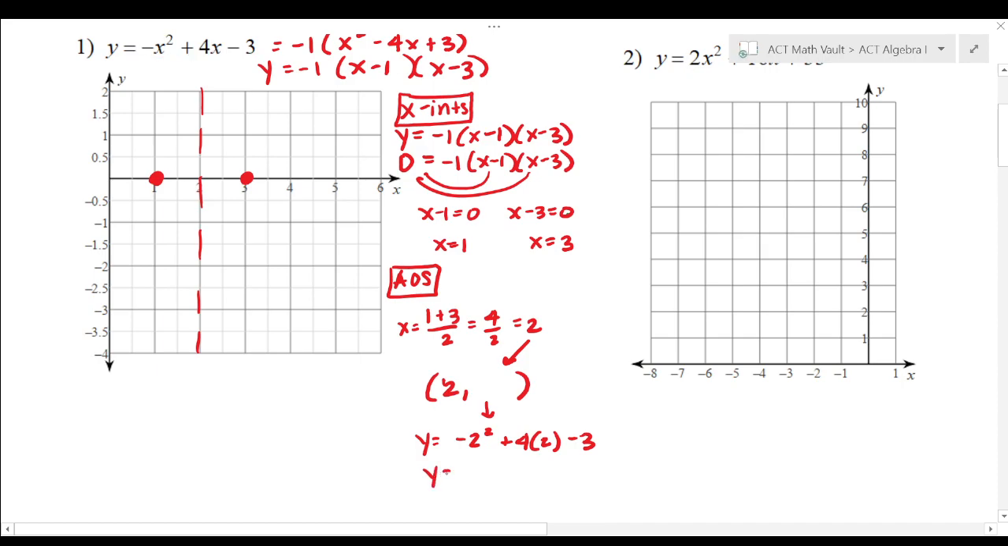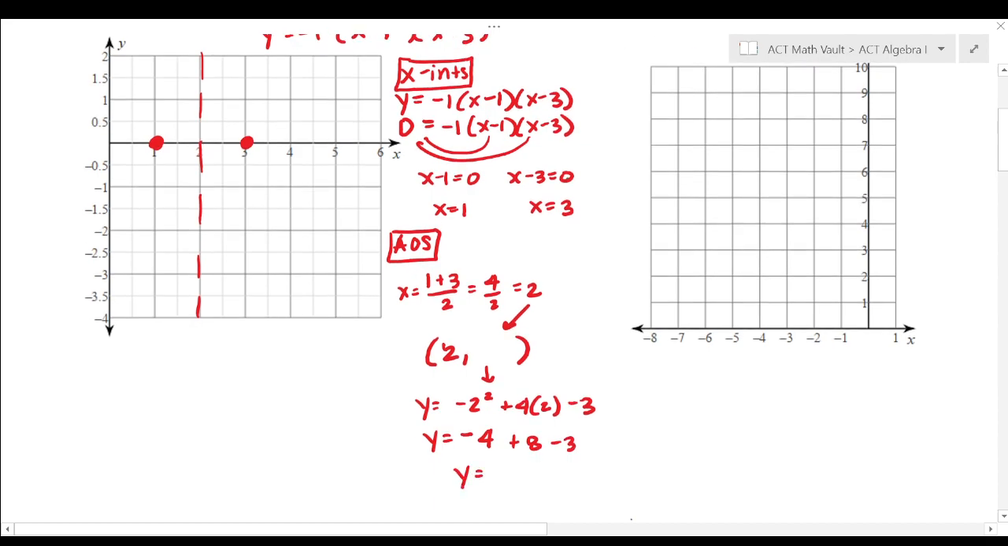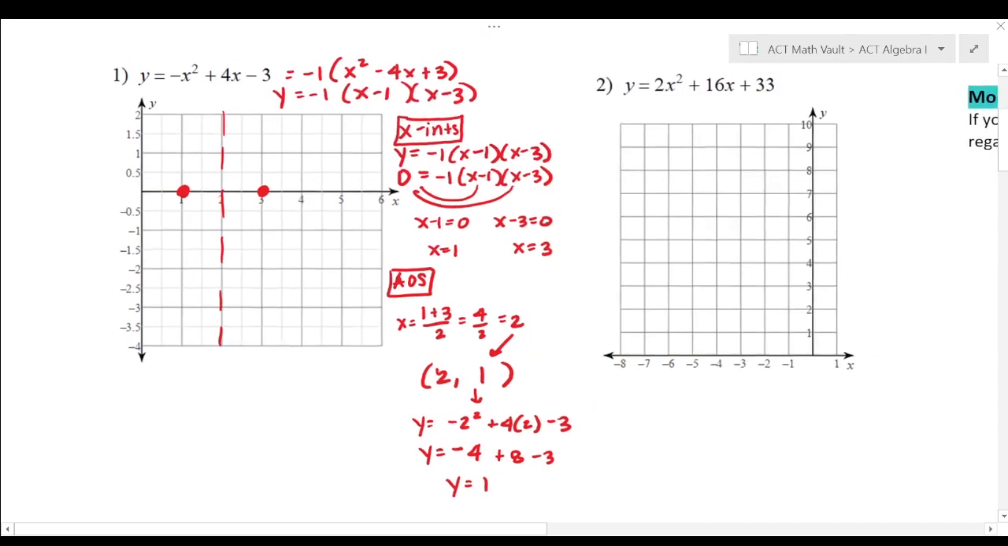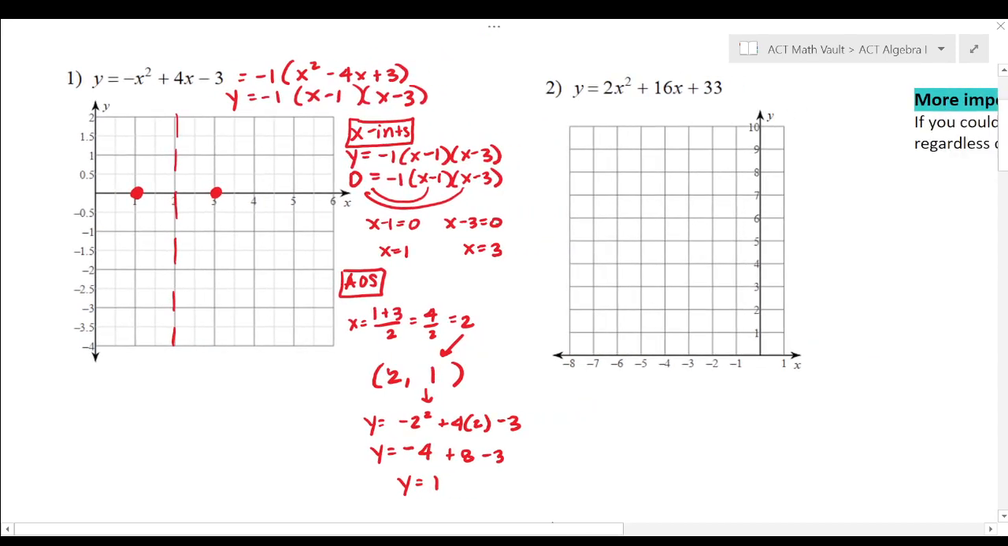So I'll get y equals, and then this is where I have to be kind of careful. Negative, and then it's like 2 squared, so that's -4, plus 8 minus 3. And then what I end up getting is 1. Okay, so my y is going to be at 1. So 2 comma 1 is my vertex. And hey, that makes sense because I know that this graph is going to be turned downwards because it's negative.